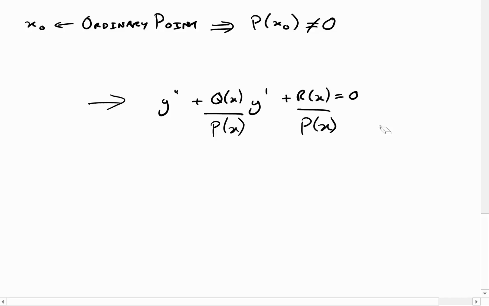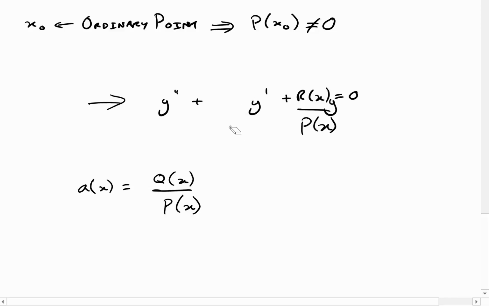So basically we've made our lives easier. Oops, there should be a y there. We've made our lives easier just by getting rid of the coefficient at the front here. Okay, so now if we let a of x equal q of x over p of x, in other words, that thing we just turn into a of x, just to make our notation look nicer and simpler.